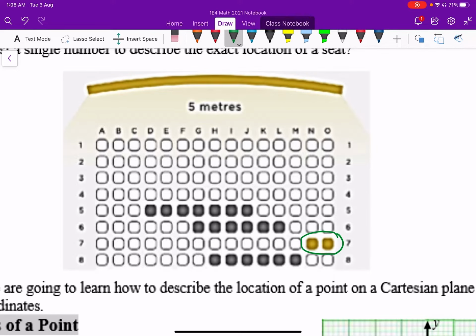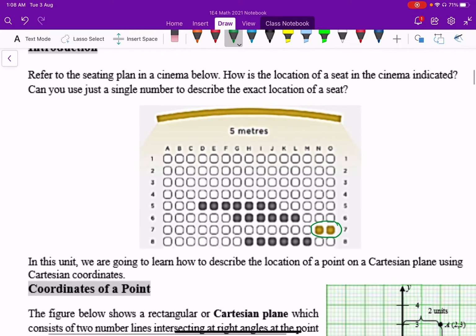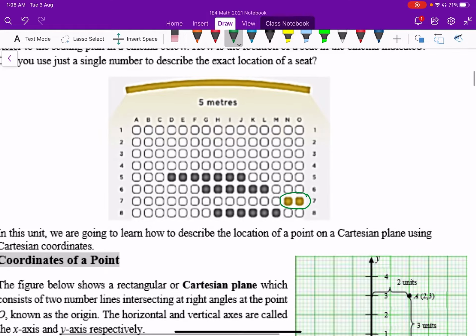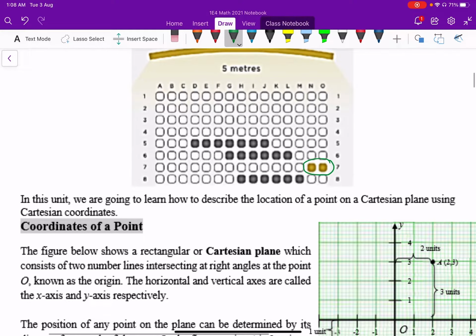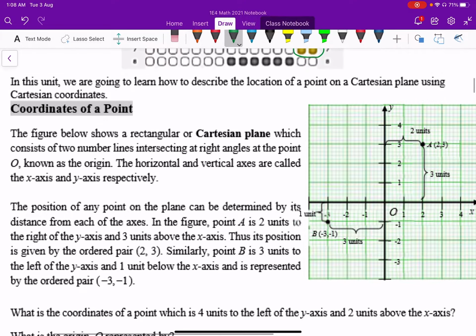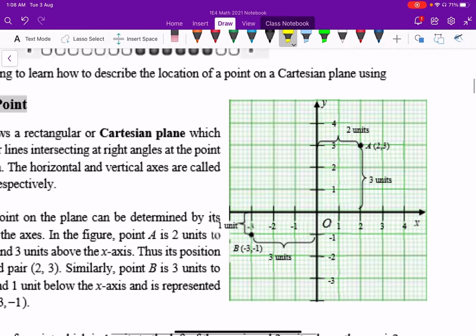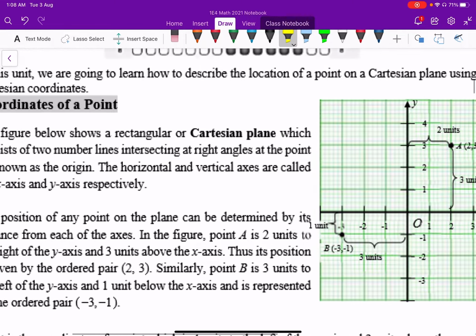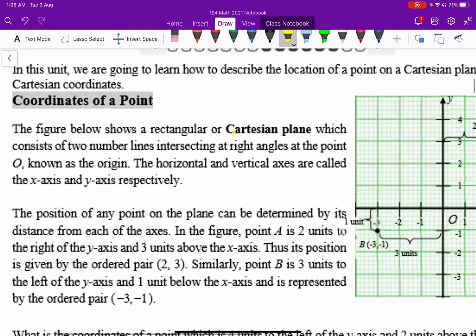That's exactly why we are learning Cartesian coordinates today, because it teaches us how to name different spots. In this unit we're going to learn how to describe them. What is a Cartesian coordinate? Can you follow me? A Cartesian coordinate is what you have actually drawn before, on the graph. A Cartesian plane is where two number lines intersect at a right angle, with the point O as the origin. The horizontal and the vertical axes are called the x-axis and y-axis.